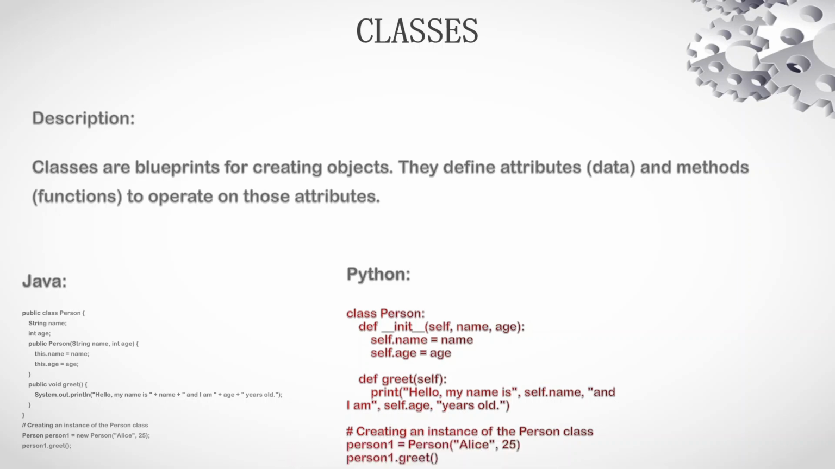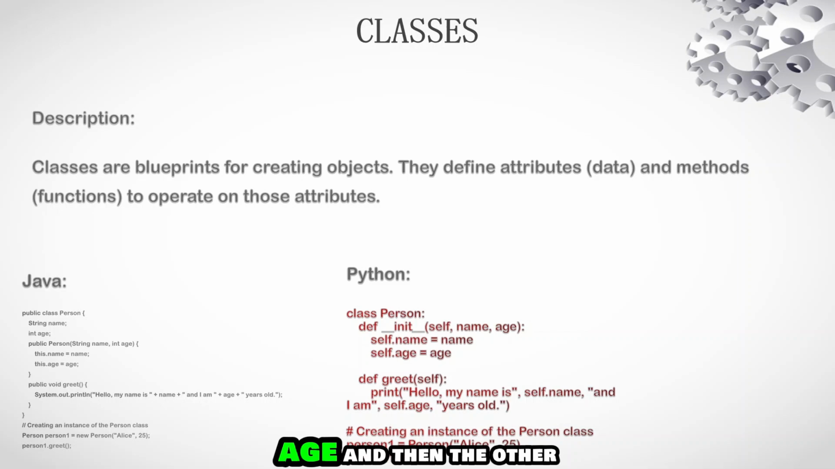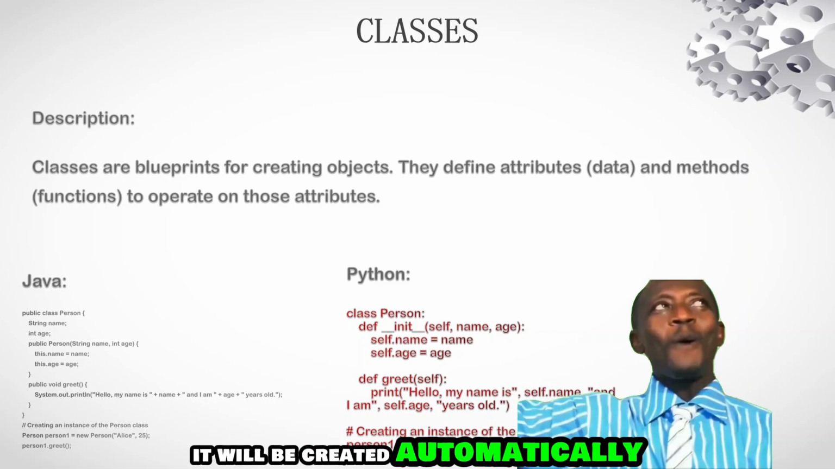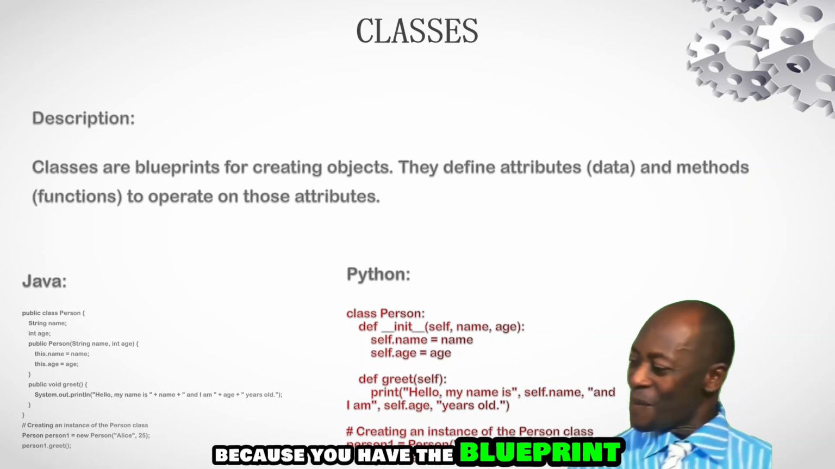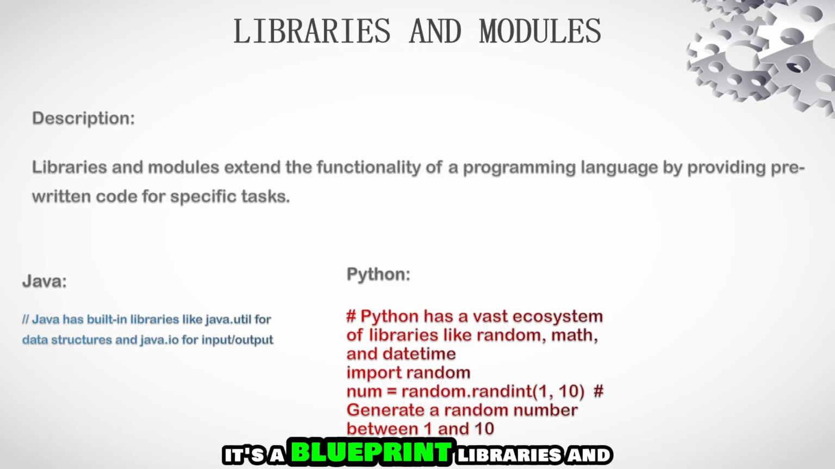In your program, do you want to write the code for creating a person every time you create a person? What if you have to create 100 people? For each person you just want one blueprint. You will just put the values there like name and age, and the other things will be created automatically because you have the blueprint of each person. Same thing for Java. So that's what classes do. It's a blueprint.